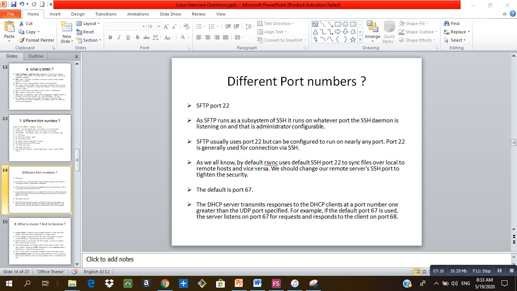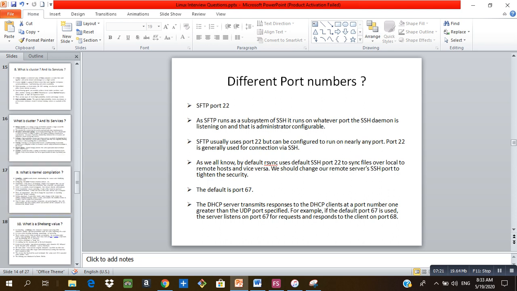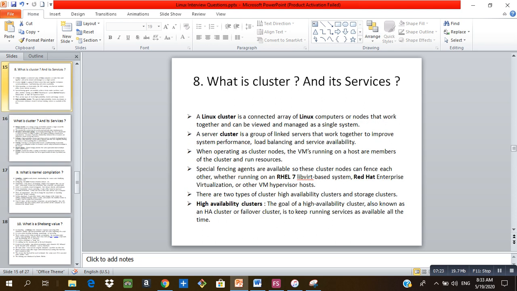Coming to the next question, that is also a very important question: what is a cluster and its services. This topic cannot be completed in just 2 slides. This topic needs an entire video alone. As I have said earlier, I have tried to collect most of the information into this video. But when an interviewer asks you randomly what is a cluster, and if you want to answer it within 5 to 10 minutes, this information is more than enough.